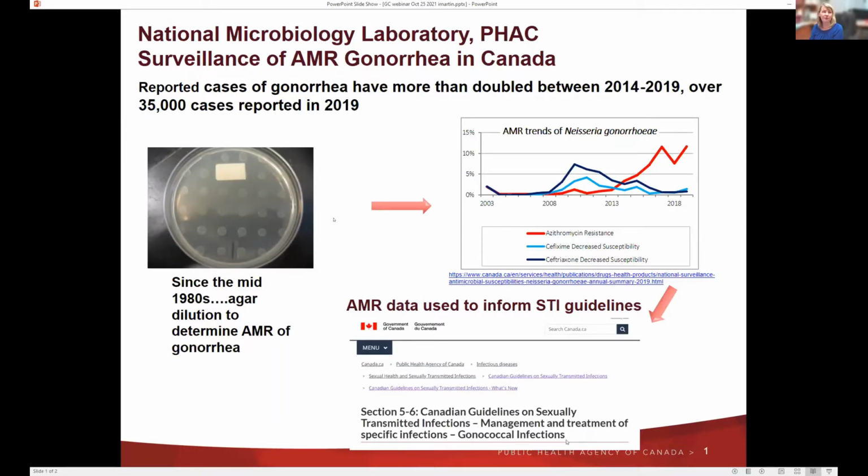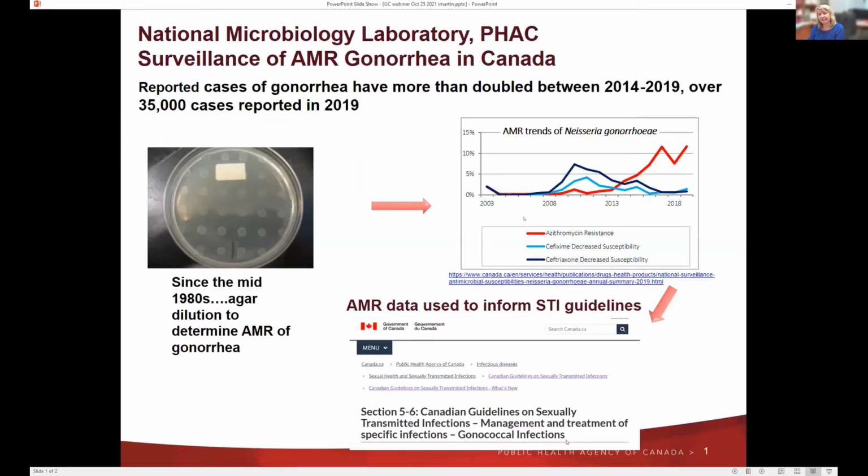Our lab has been doing antimicrobial susceptibility testing of gonorrhea as part of the national gonorrhea surveillance program since the mid-1980s. We determine MICs using the CLSI-approved agar dilution method. This is the gold standard method of AMR surveillance, and this image here is an example of an agar dilution plate. Every year, we publish an annual report where we report the latest AMR trending data. And this is a link here to our latest annual report.